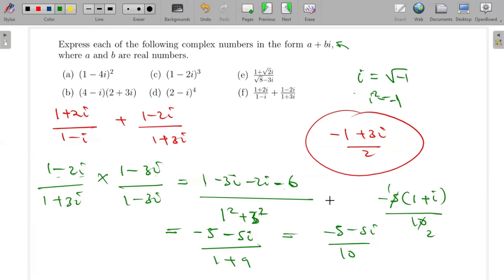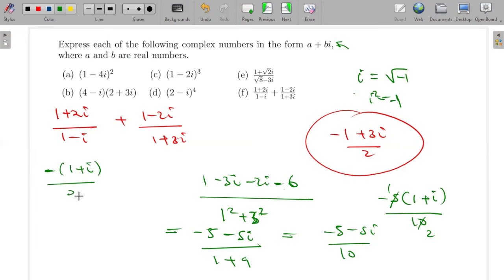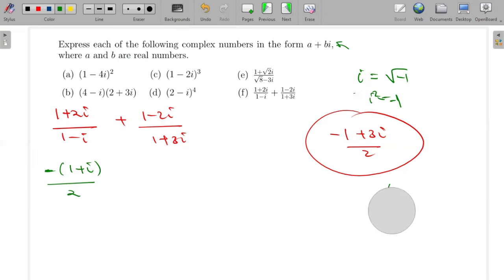So here we just end up having negative, then you have 1 plus i, then over the 2 there. Okay, so now you notice why I kept the 2 on the first one.